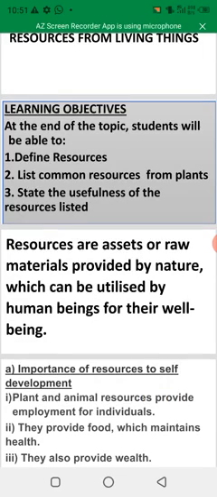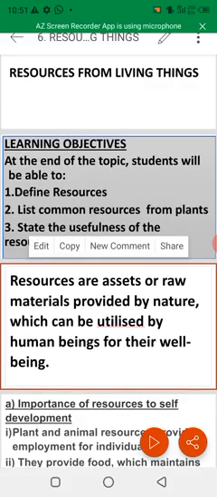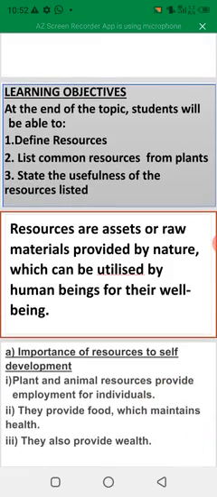Now, what are resources? Resources are assets or raw materials provided by nature, which can be utilized by human beings for their well-being. That is, these resources, we are not the ones who made them. They are there, trees and animals. They are there for us to use for our own purpose.